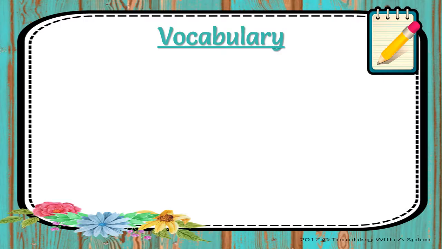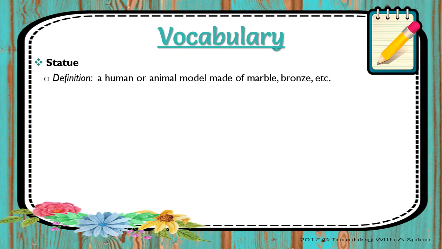We're going to start with our vocabulary. These are words that look very similar, but they have very different meanings and they're spelled and pronounced differently. First one is statue. This is a human or animal model made of marble, bronze, possibly even iron, steel, all kinds of materials.